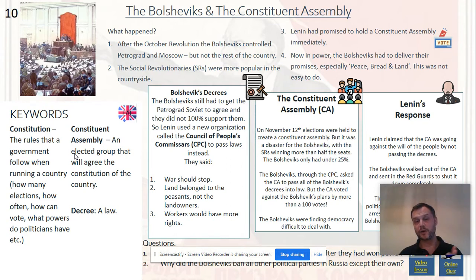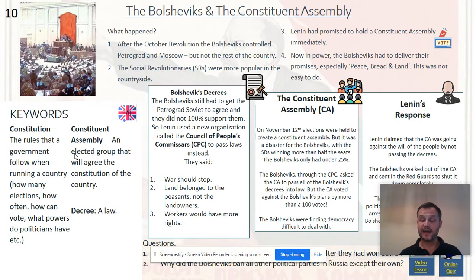On November 12th, elections are held to create that Constituent Assembly, right? So, like I said, the Constituent Assembly makes up the Constitution. So that's an incredibly important job. So you're going to have an election to pick the people that you think should be making that Constitution so that it reflects the will of the people. So that's what they do.